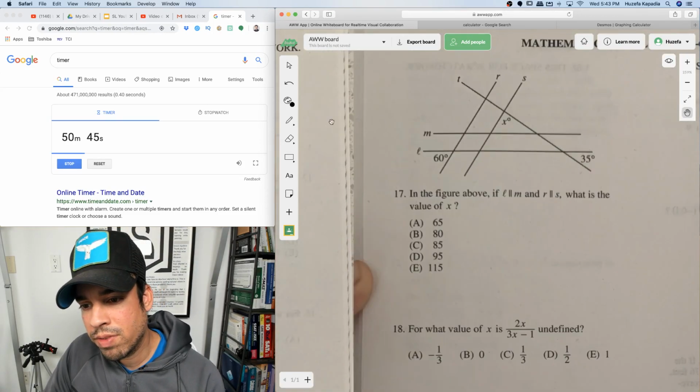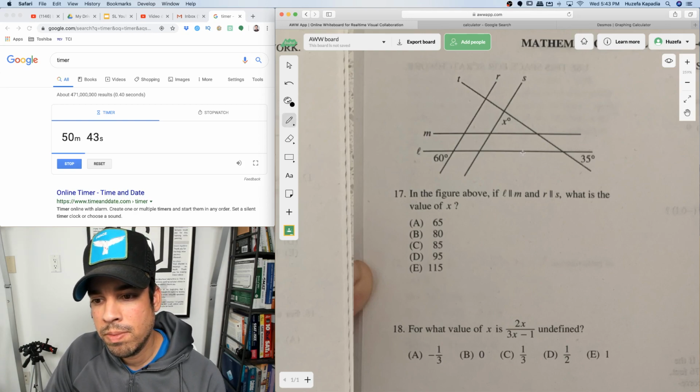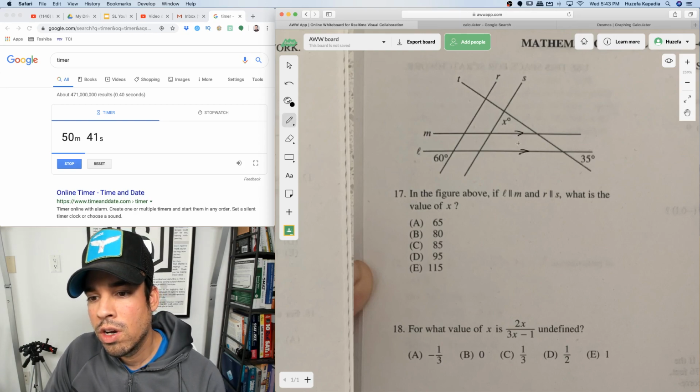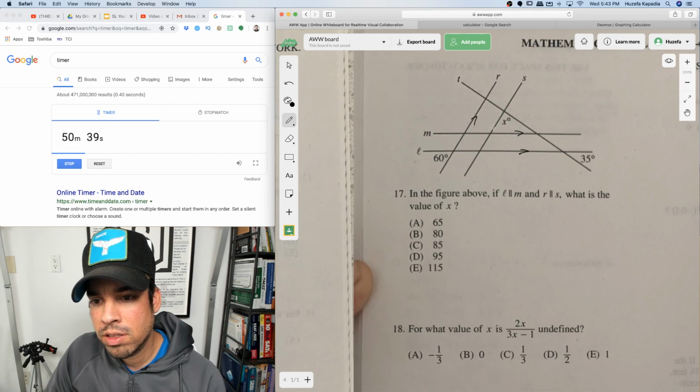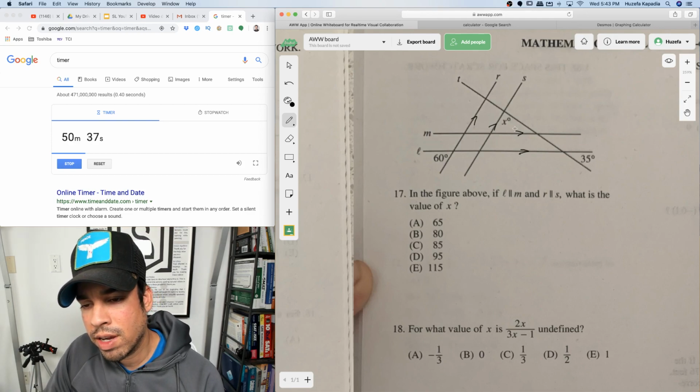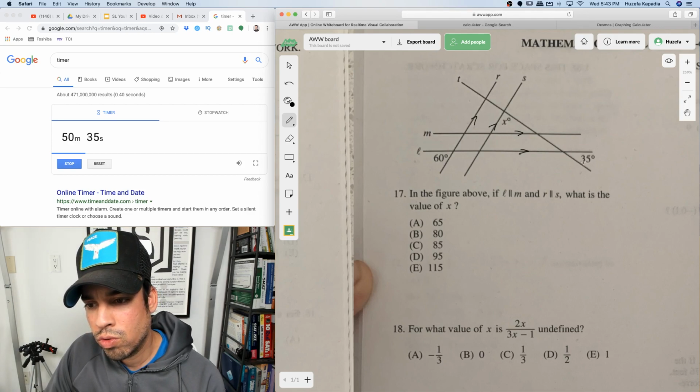17. The figure above, L is parallel to M, and R is parallel to S. What is the value of x? Okay, this is 35. This is also 35. This is also 35, right?